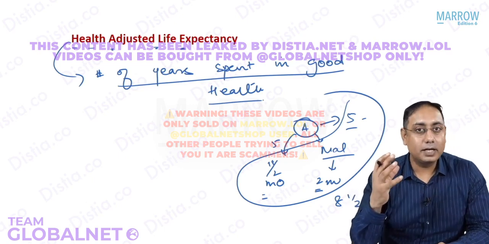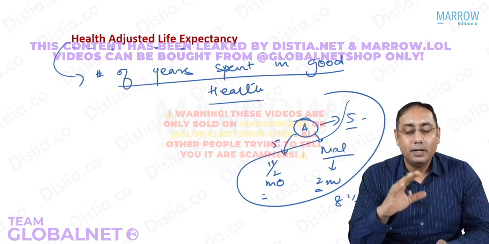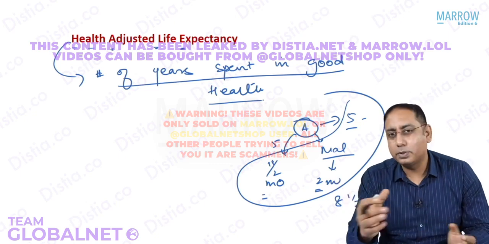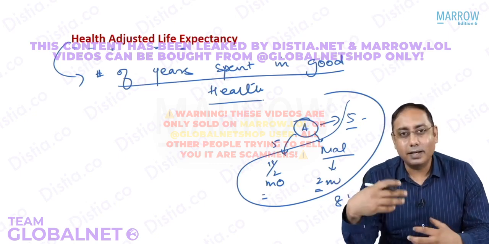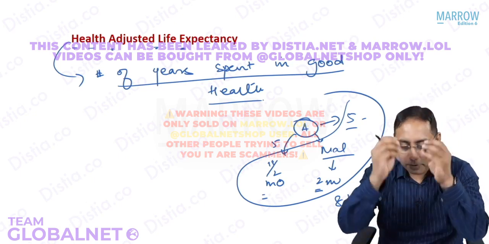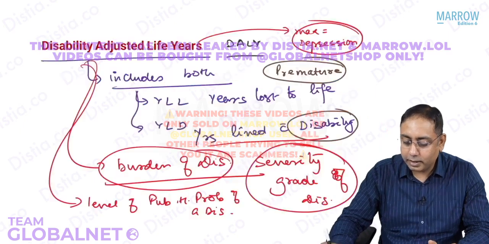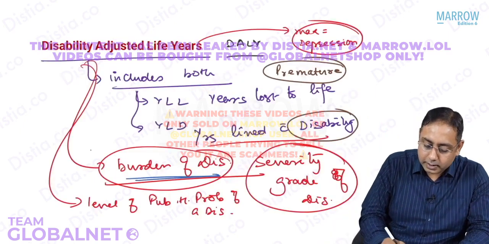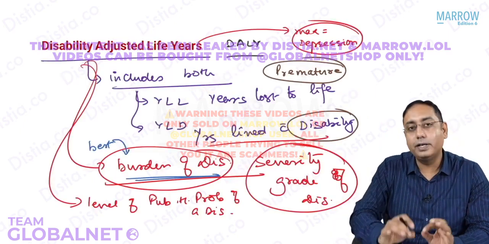So just try to understand that it is different from DALY. Different people, different platforms, different books will say that HALE is a better indicator, DALY is not better. Please note, I am saying it again. DALY is one of the most important, one of the best indicators for burden of disease. It is the best indicator for the burden of a disease.